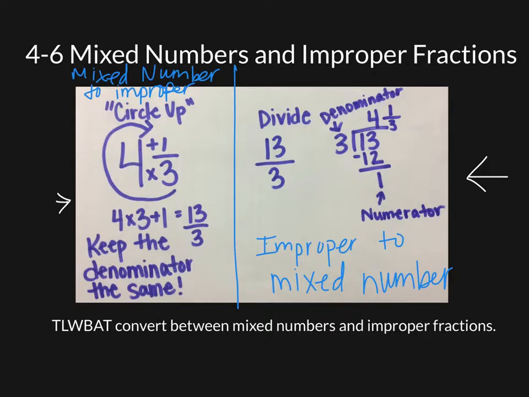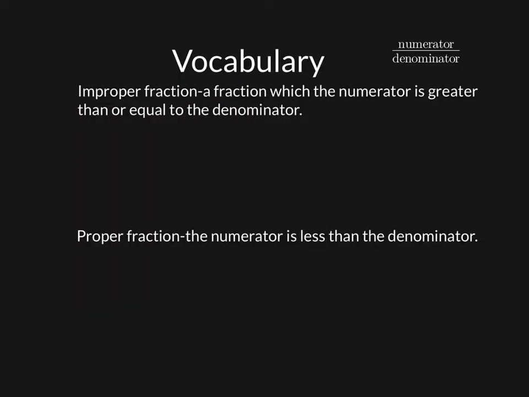All right, so let's get started on how to do it. But first, we better talk about our vocabulary. So what is an improper fraction? So we know the prefix im means not. Impatient means not patient. Right? So that im means it's not a proper fraction. Okay, so it's a fraction where the numerator is greater than or equal to the denominator.